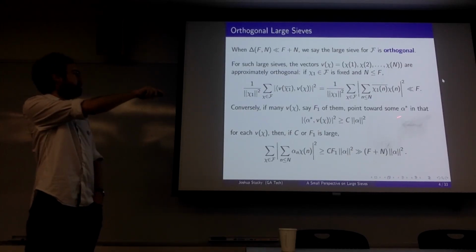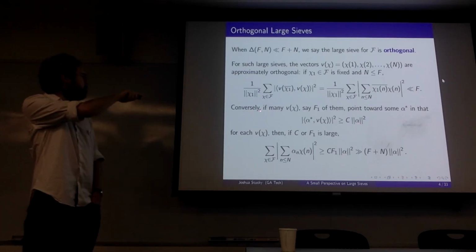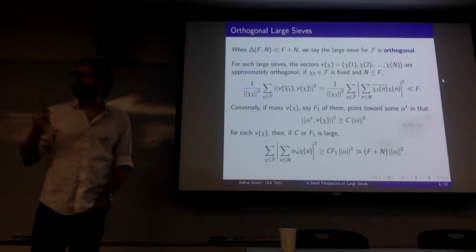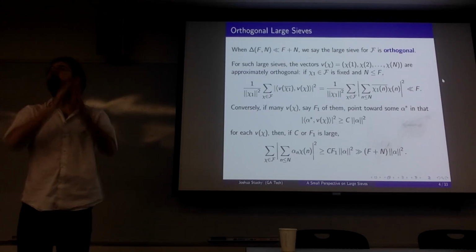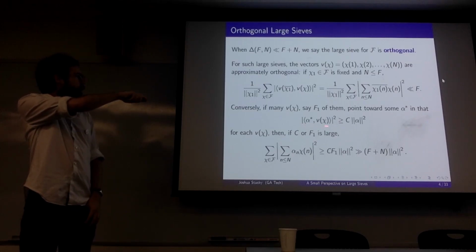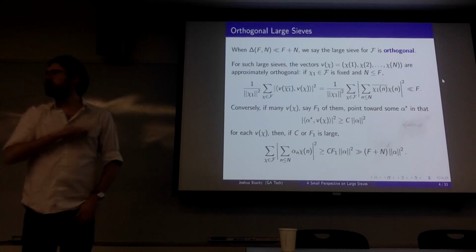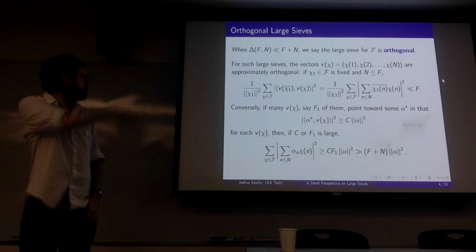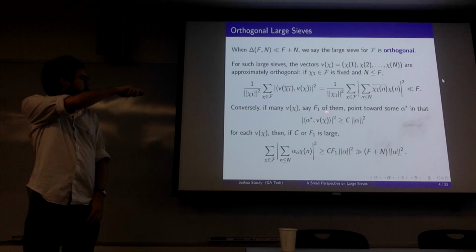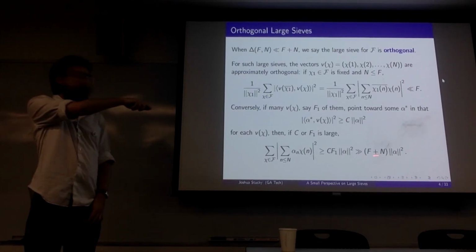By the way, there's a slight typo. This alpha star should be right here, and right here. Apologies. In any case, if many of these vectors, let's say f sub one of them, point in the direction of some distinguished vector, let's say alpha star, in the sense that the inner product with a lot of these vectors v of chi is larger than some constant times the normalized L2 norm of the coefficients, if a lot of them are correlated in this way, or several of them are correlated very strongly, you can violate orthogonality, i.e. the product of these two things is large.